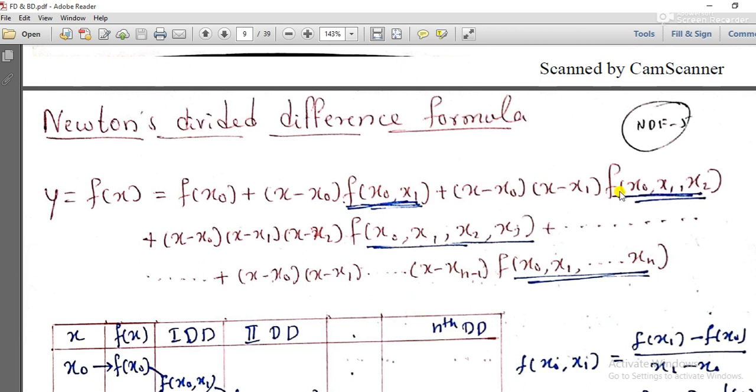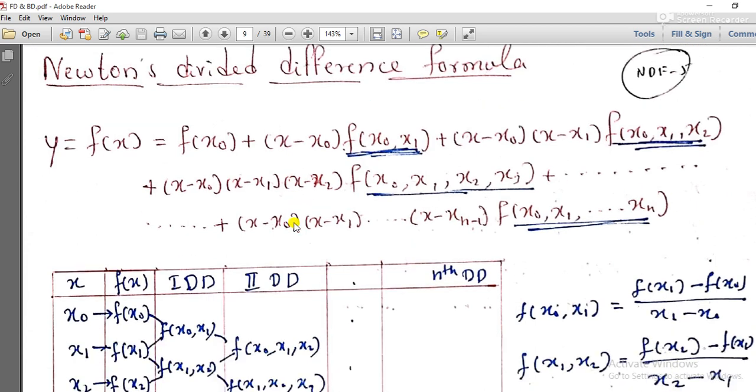Here three values are there, that is f of x naught, x1, x2, plus (x minus x naught) into (x minus x1) into (x minus x2) into f of x naught comma x1 comma x2 comma x3, plus so on, and the last nth term is (x minus x naught) into (x minus x1) into up to (x minus xn minus 1) into f of x naught comma x1 comma up to xn. So this is the Newton divided difference formula.